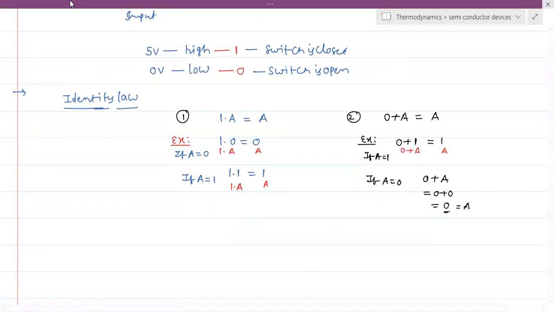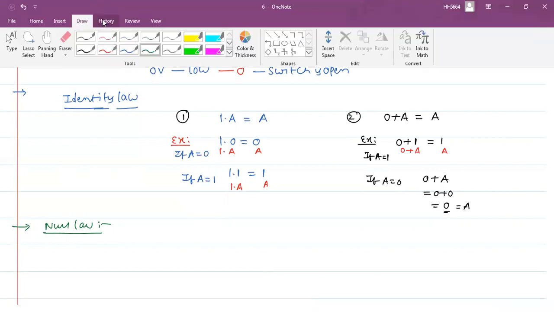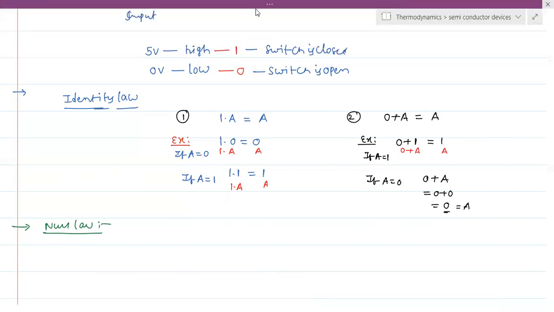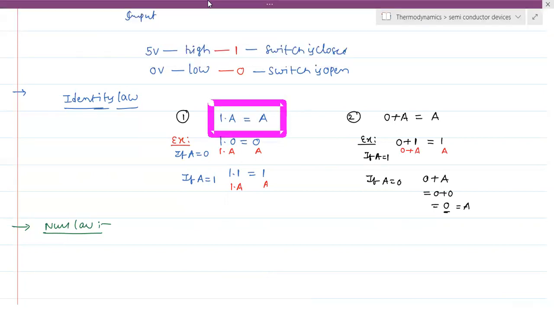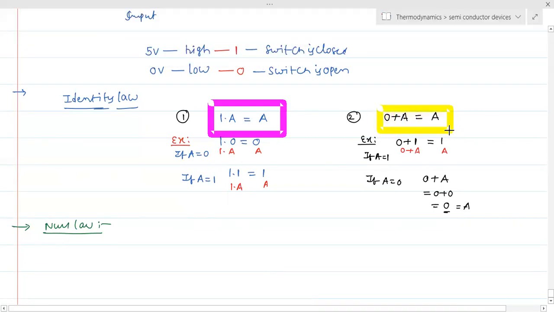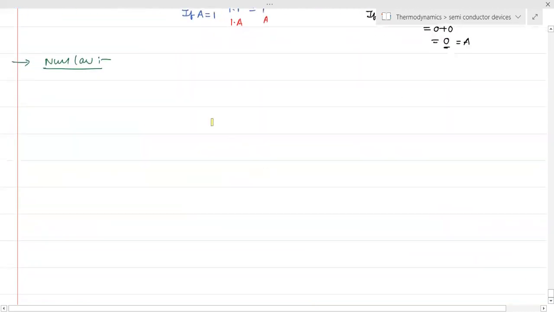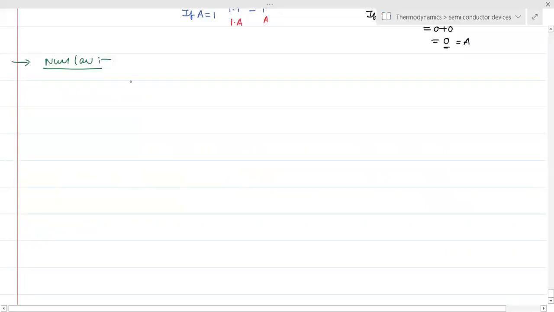Next, we call the next law the null law. If you don't remember its name, there will be no problem, but you need to be very careful with the rules. These rules are very important: 1 into A equal to A, and 0 plus A is equal to A. So next I am taking the null law, and we are taking its explanation.